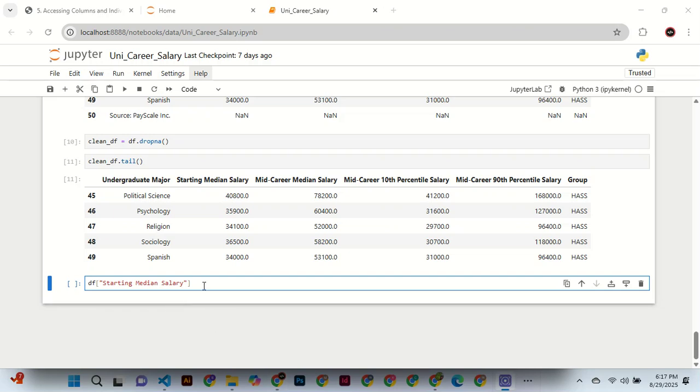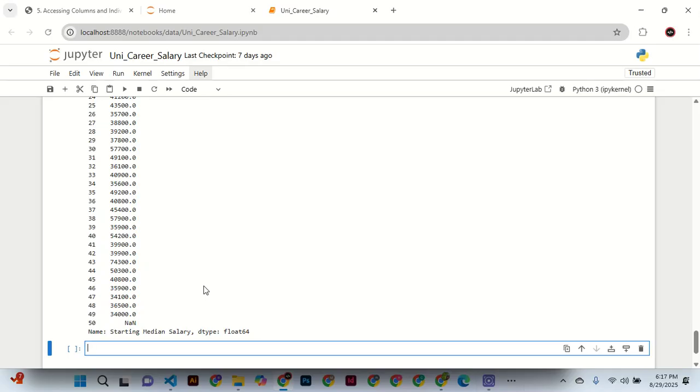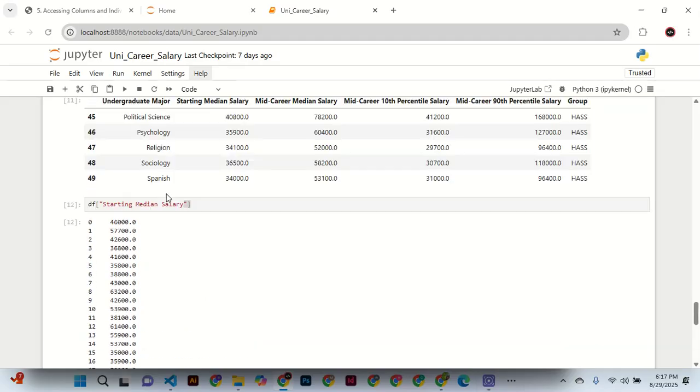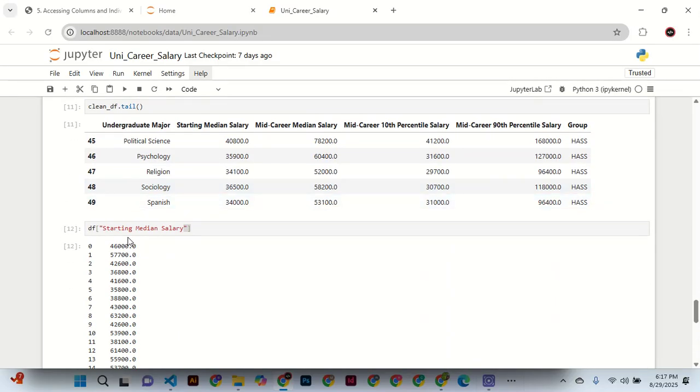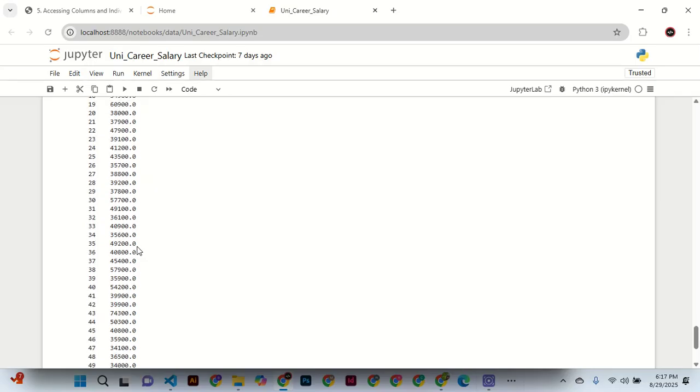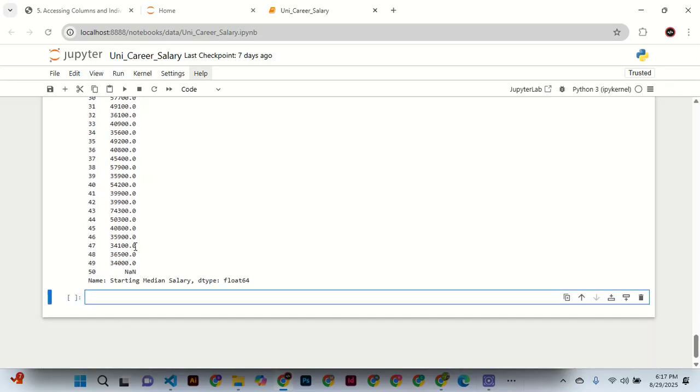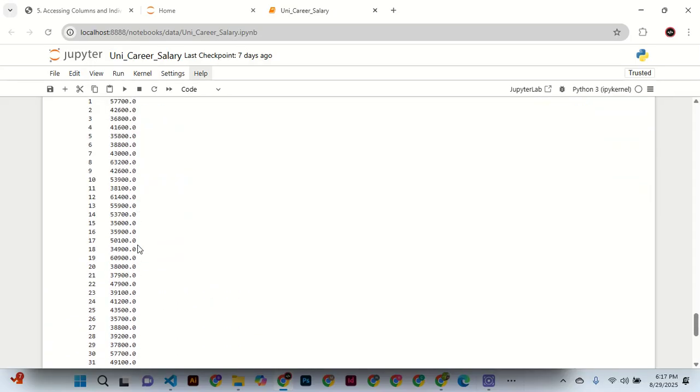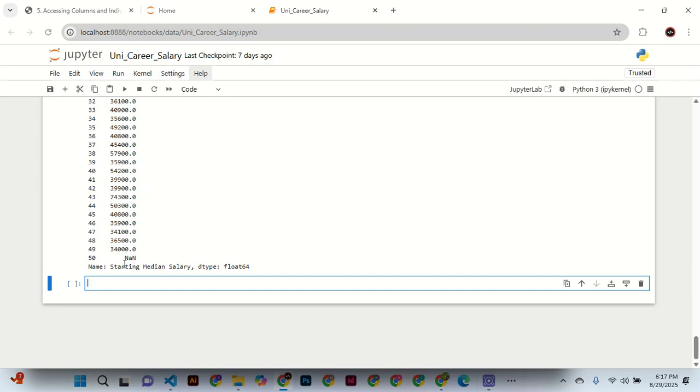Now let's run this one and see. We run it by holding down the Shift key and then hitting the Enter key. Then you can see we have all the salary_df data from the data frame for starting salary, and we can see they are here, including the NaN.